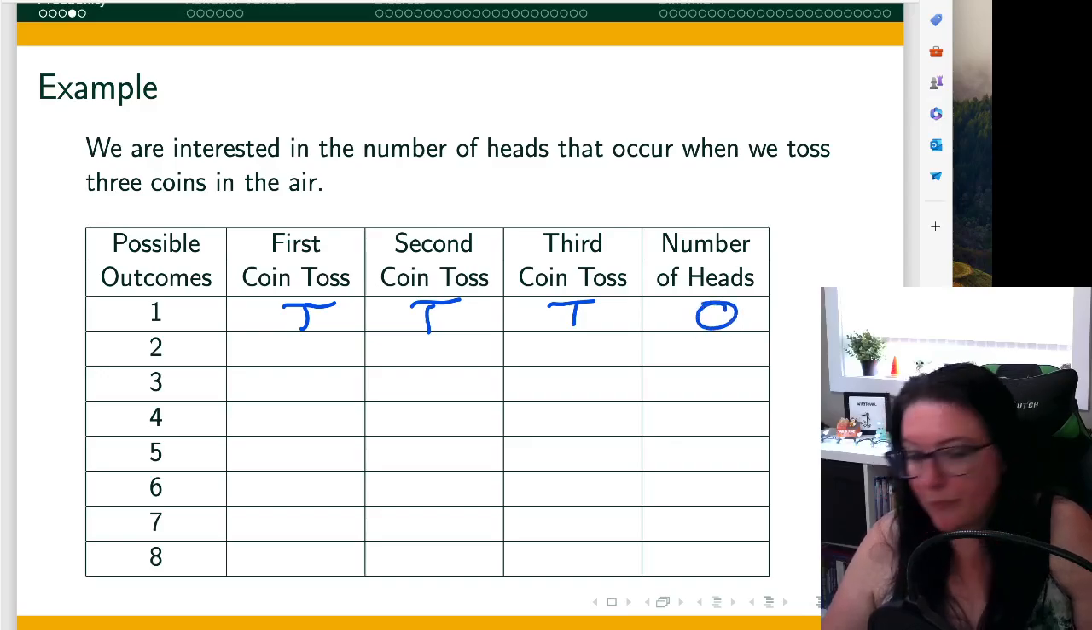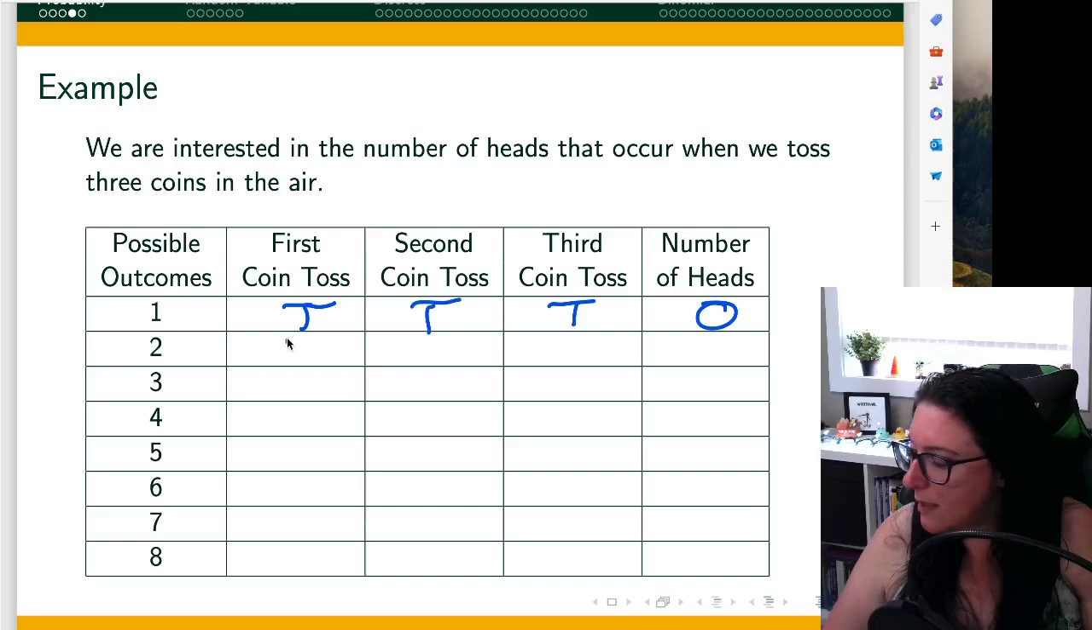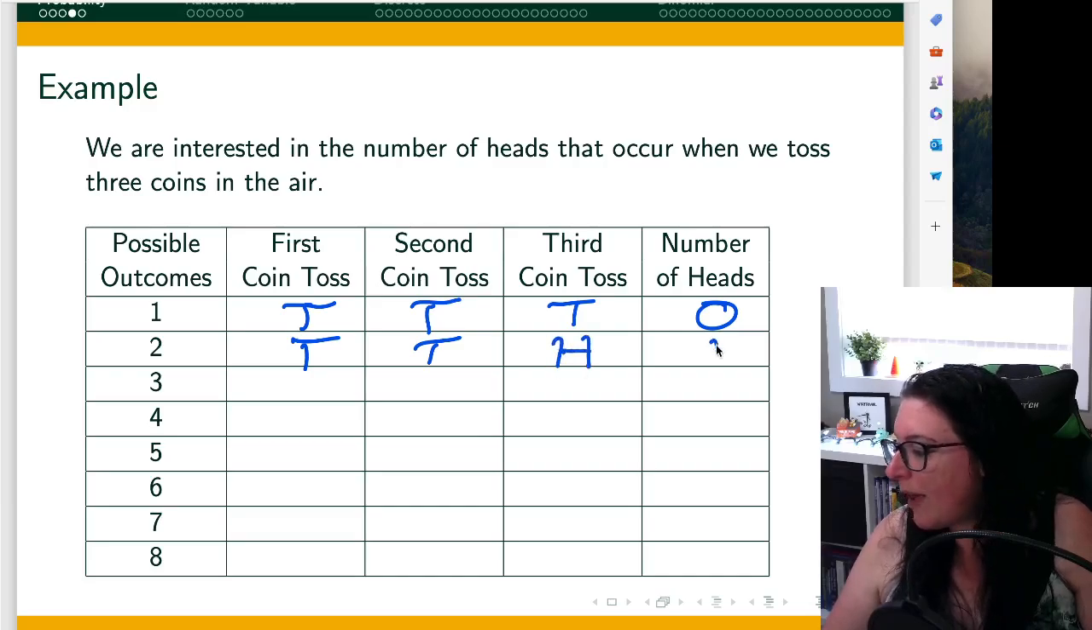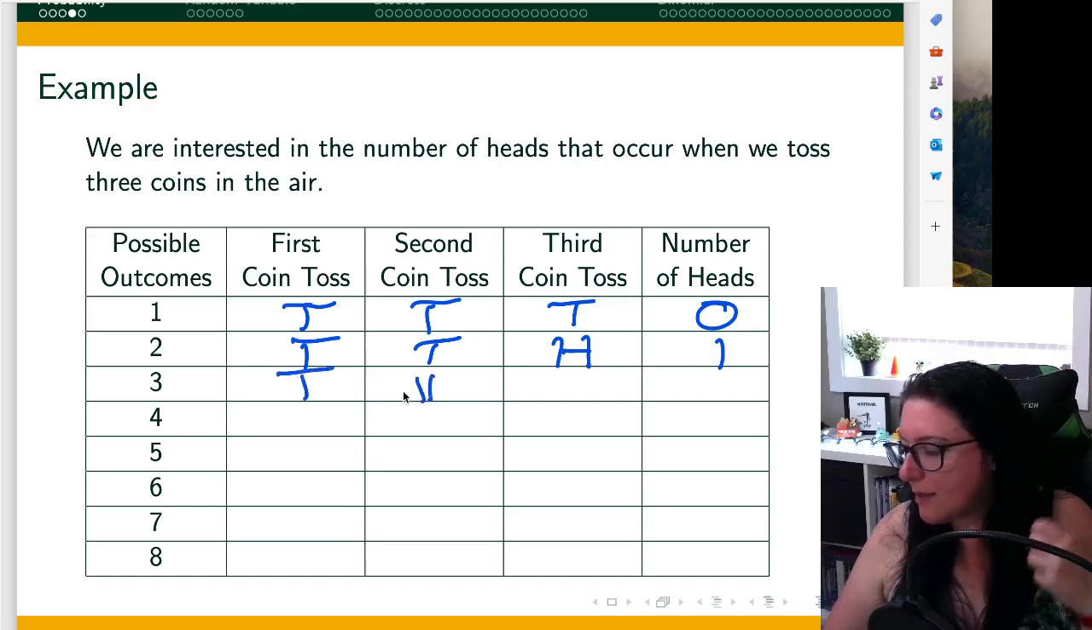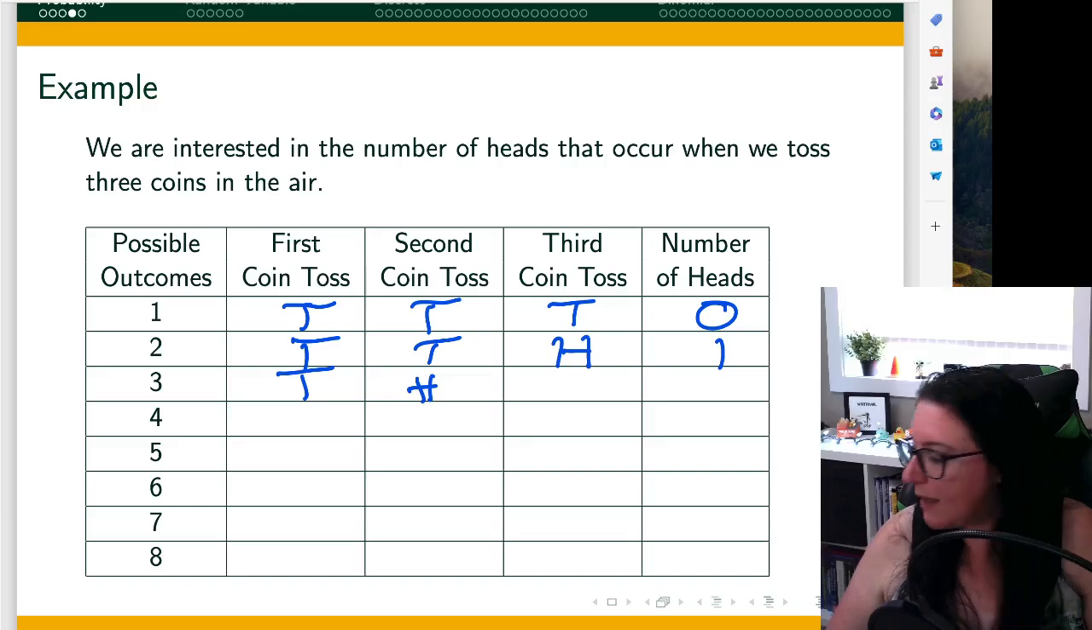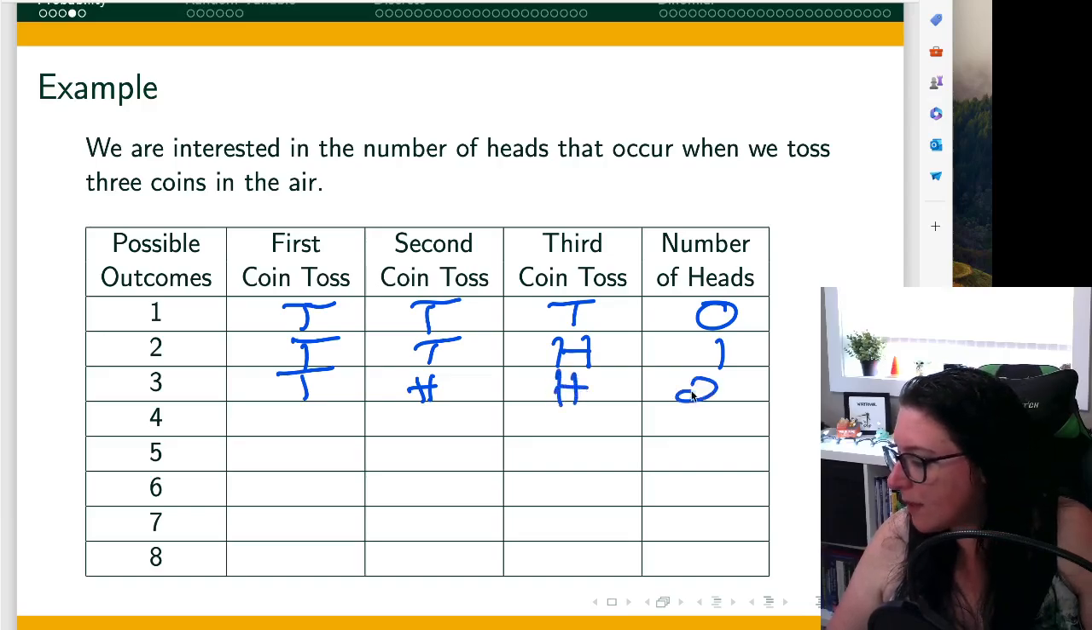I got 0. Okay. Second time I toss it, I get tails, then toss it again, tails, next time heads. Number of heads, 1. Okay, keep going. Toss it, get tails, toss it, get heads, toss it, get heads. Number of heads here is 2.